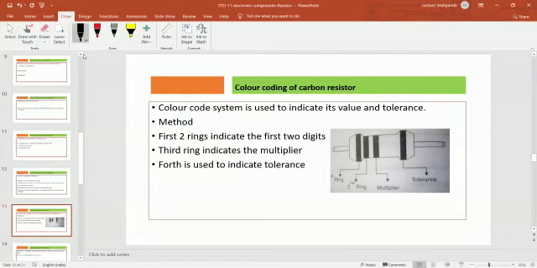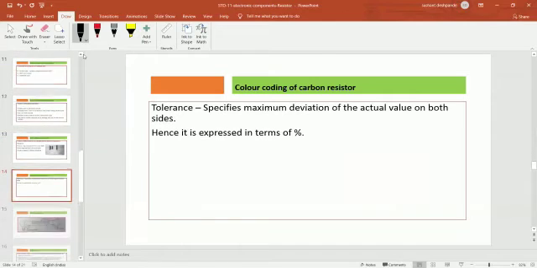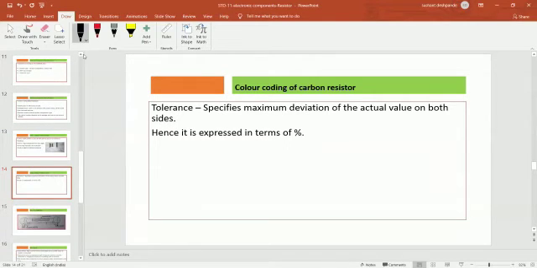Again, I repeat, the color code. These are the rings. The first and second rings indicate the digits, the value. The third indicates the multiplier, and the fourth indicates the tolerance. We will see in practical just now, after some time, how this value will be calculated. Now what is tolerance? The fourth ring is tolerance.